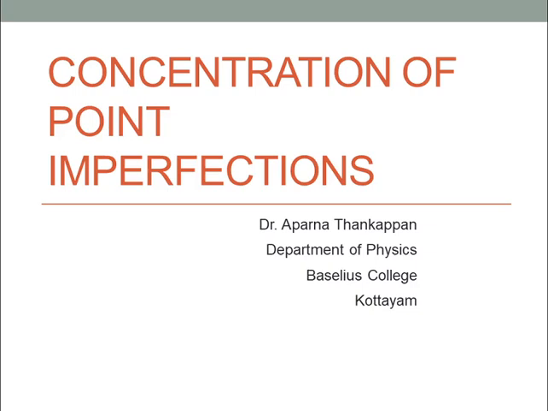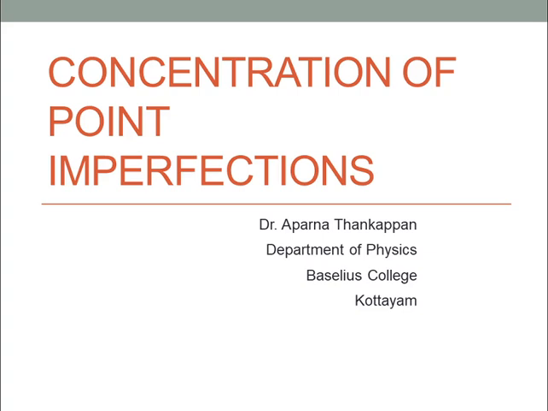Today we will discuss the concentration of point imperfections. In the last class we studied the definitions of imperfections, the difference between amorphous and crystalline solids, and the divisions of imperfections. They may be 0 dimensional, 1 dimensional, 2 dimensional and 3 dimensional. 0 dimensional defects are point imperfections, 1 dimensional defects are line imperfections, 2 dimensional defects are surface imperfections, and 3 dimensional defects are the volume defects.